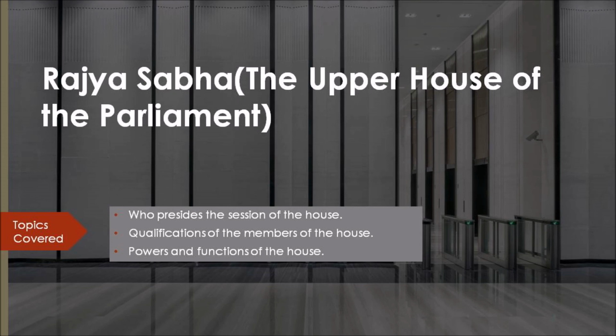In the previous session itself, we have learnt about Rajya Sabha, what was the composition of Rajya Sabha, and what is the tenure of the members of the Rajya Sabha. Today in this session, we are going to learn about Rajya Sabha in detail. We are going to learn who presides the sessions of the Rajya Sabha, what are the qualifications of the members of the Rajya Sabha, and powers and functions of the House.